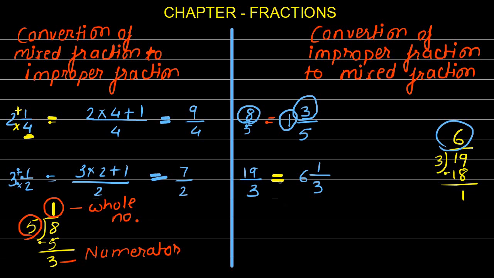In the second example also we have done the same thing. We divided 19 by 3, so our quotient is 6, so that is our whole number. The numerator is nothing but the remainder, and the denominator remains the same. I hope you understood these conversions.